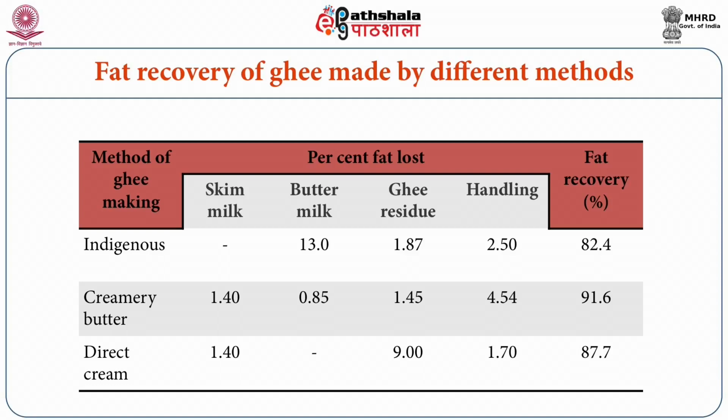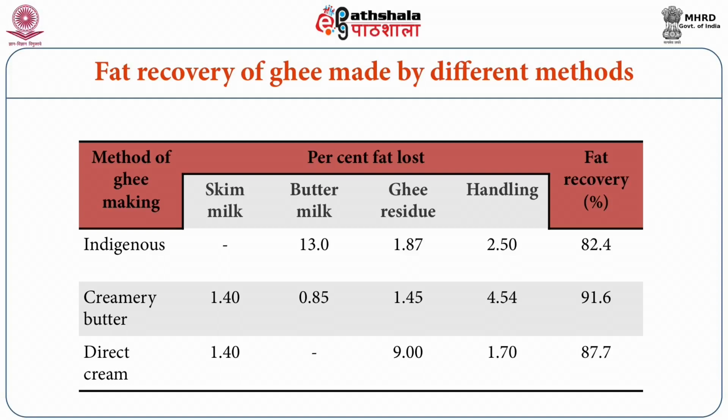The third one, direct cream. Remember, we are not going to churn cream into butter, and hence in buttermilk I have shown a dash, that is nil fat loss. Skim milk, definitely you'll be having 1.4 as in the previous case. Ghee residue, the SNF content in cream is greater than the SNF content of butter. So in the resultant ghee prepared from cream, the amount of ghee residue formed will be more, so higher will be the fat loss, and here it is shown as 9.